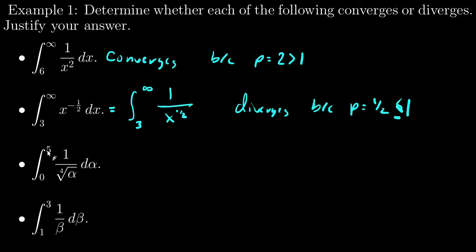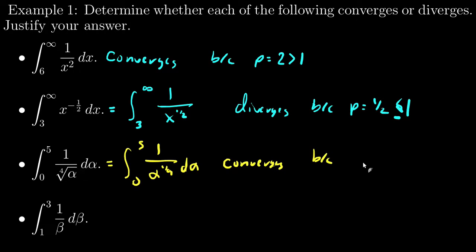Now this one, I don't go to infinity, but I also might not immediately realize this is still a power function down here. This is the same thing as the integral from 0 to 5 of 1 over alpha to the 1/4 d alpha. And now you can see, okay, this one, I have a limit of 0, no infinite limit. So I want a small power. The power is 1/4, which is a small value. So in here, this one converges because p is equal to 1/4, and the 1/4 is less than 1, what I needed here.